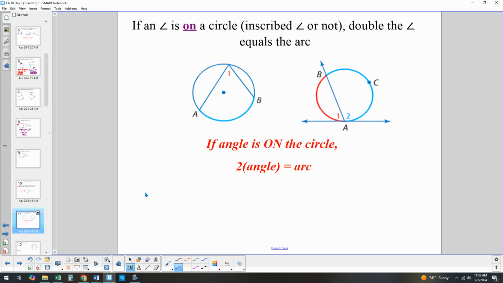If an angle is on the circle, whether it's inscribed or not, double the angle equals the arc. So 2 times that angle equals this arc. 2 times this angle 1 equals this arc. 2 times this angle 2 equals this arc. So for this, we'd have to look at which side the angle's on to match it up with the right arc. For the inscribed, it's our light beam.